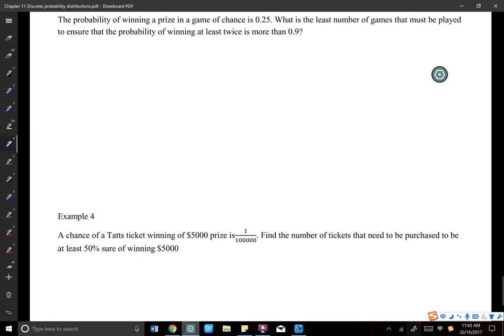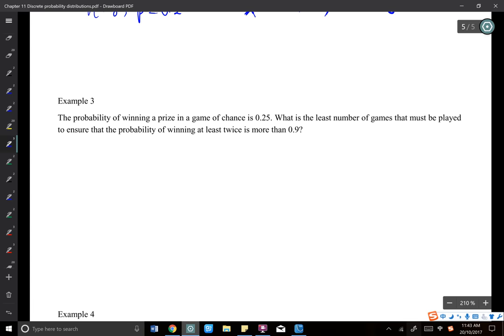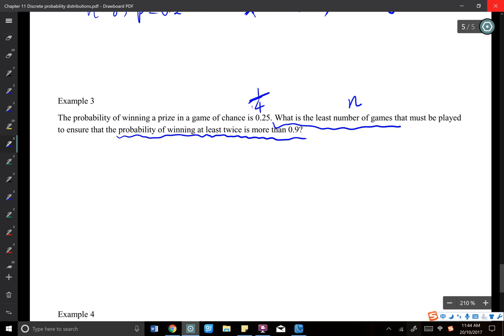Now come back to this one. I'm going to do a really important question here. Example 3 is a little bit different. Let's have a look at example 3. It says the probability of winning a prize in a game, the chance is 0.25. Well, it's a quarter. Winning chance is a quarter. What is the least number of games that must be played? That's the N. Must be played to ensure that the probability of winning at least twice is 0.9.